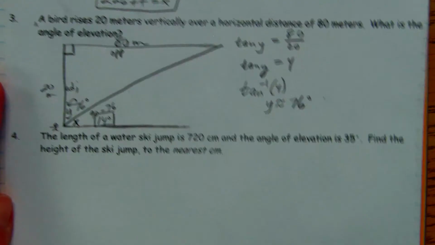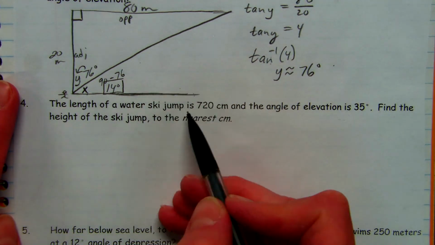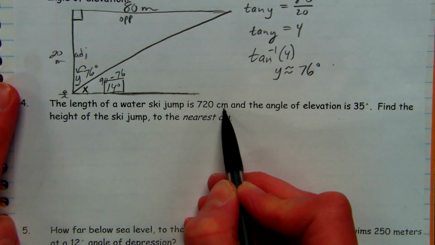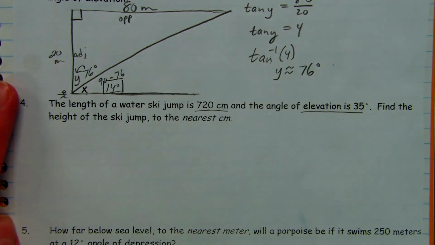Okay, so let's look at number 4. The length of a water ski jump is 720 centimeters. I don't know where I got 9. And the angle of elevation is 35 degrees. Find the height of the ski jump to the nearest centimeter.